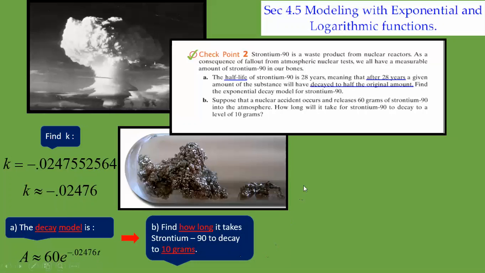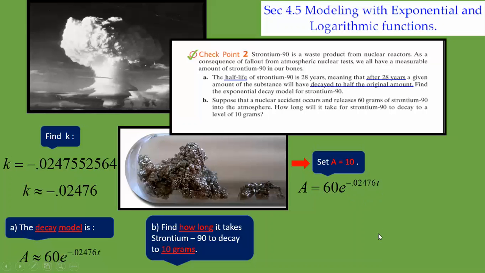So now I'm ready to answer the second part of this question. That is, how long does it take strontium-90 to decay to 10 grams? So here we're assuming that we started with an initial amount of 60 grams, and we want to know how long we have to look at the clock for the amount of strontium to decay to 10 grams. So we go back to our formula that we derived. So our formula is A is equal to 60 times e to the negative 0.02476t power.